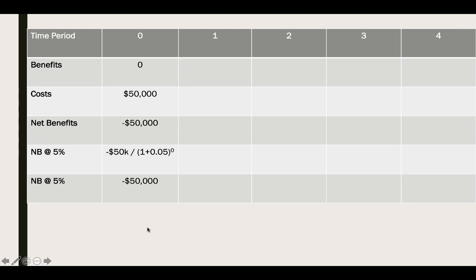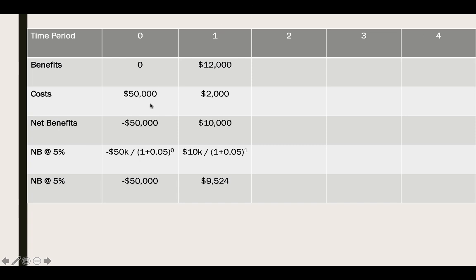So we're going to start here in year 0. I have 0 benefits because the program is not up and running yet. I have $50,000 in costs because that's my initial investment. My net benefits, my benefits minus my costs, are a negative $50,000. My net benefits at a 5% discount rate, negative $50,000 over my 1 plus my rate, which is 5%, raised to the power of my time period, which is 0. That equals 1 in the denominator, so I just get negative $50,000. We're going to move on to year 1.